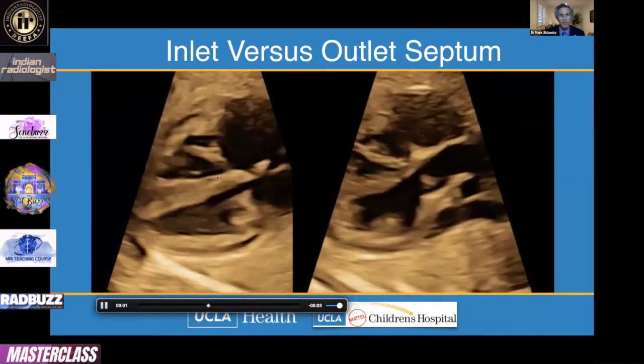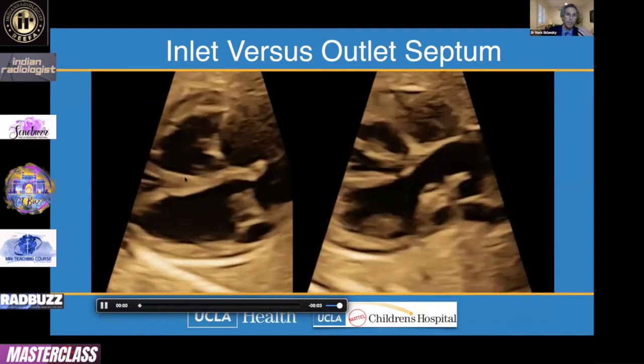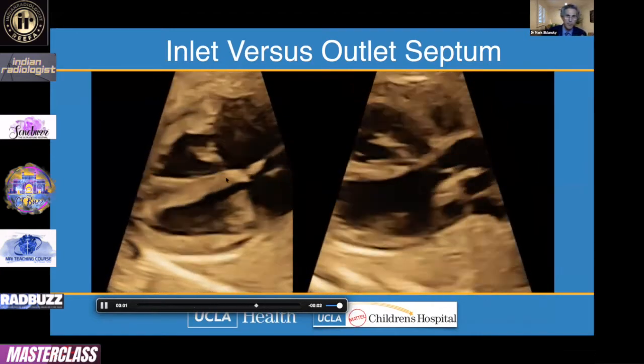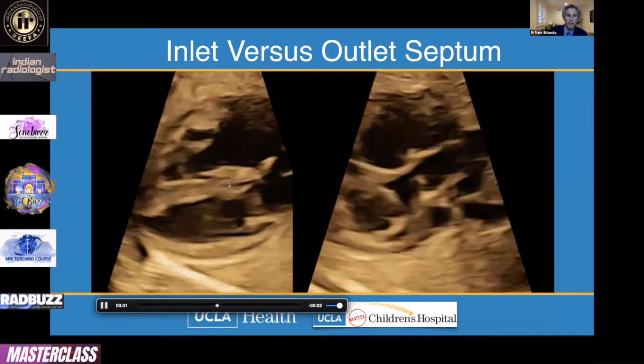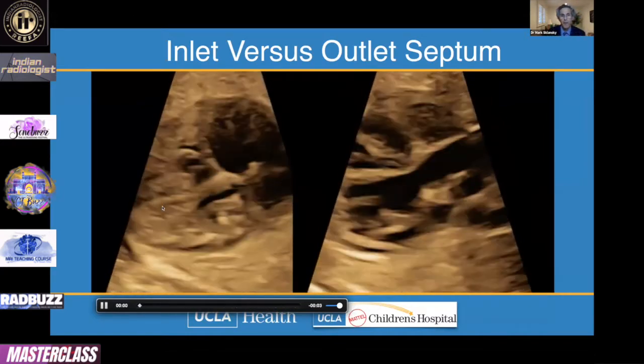If it's inlet, just underneath the AV valves, it's never going to close on its own. If it's muscular septum, particularly small, particularly far away from the inlet immediately directly underneath the AV valves, then it may close on its own.